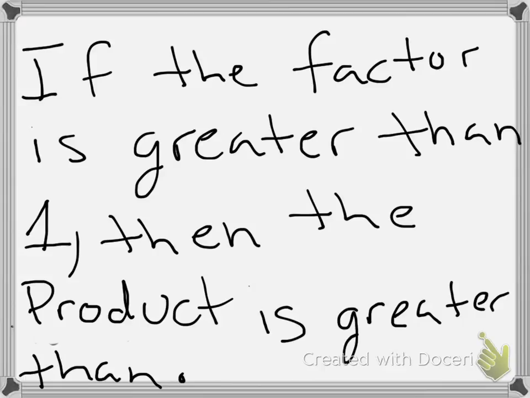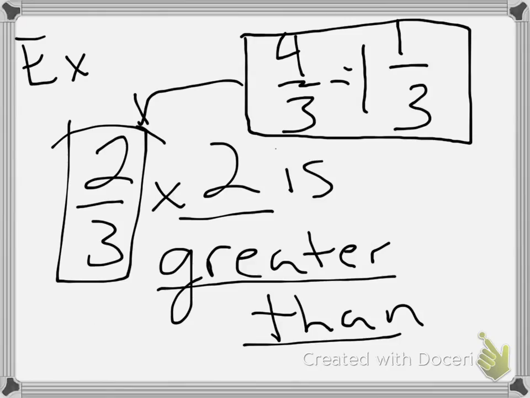If the factor is greater than 1, then the product is also greater than 1. That means the answer is going to be greater than. So 2/3 times 2 is going to be greater than 2/3. And if you see here, here's the answer. 2/3 times 2 gives me 4/3, which equals 1 1/3. Well, 1 1/3 is bigger than 2/3. So therefore, 2/3 times 2 is greater than. Think of it this way: when you multiply by any whole number other than 1, it's always going to be greater than.